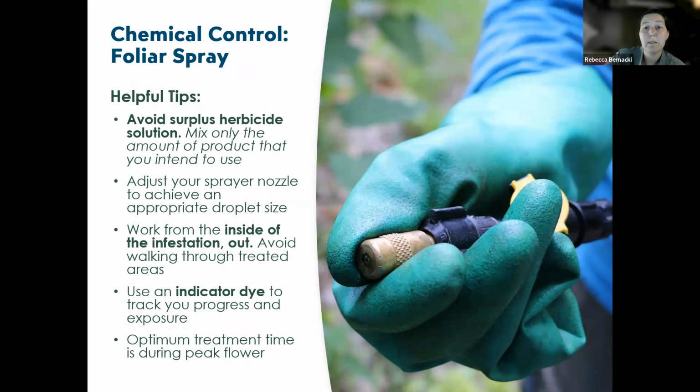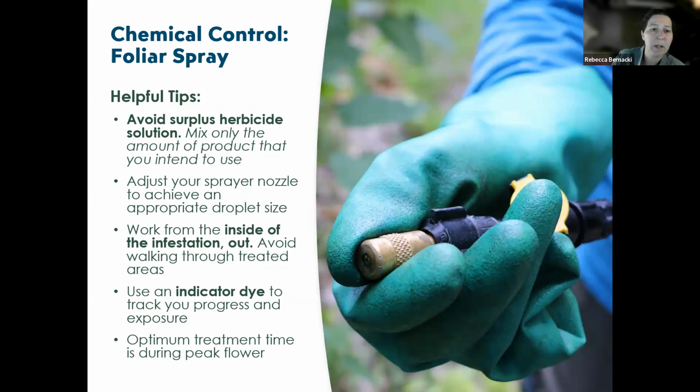Some helpful tips for when we're performing foliar sprays. As I mentioned, we want to avoid mixing surplus herbicide solution. So only mix the amount of product that you intend to use. It's better to have to go mix a second pack with a small amount than to have a few gallons sitting around in that backpack sprayer.